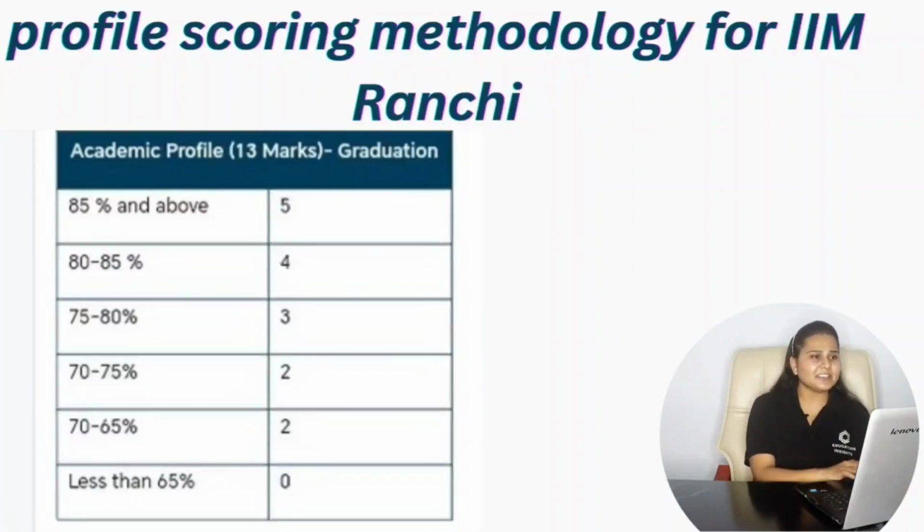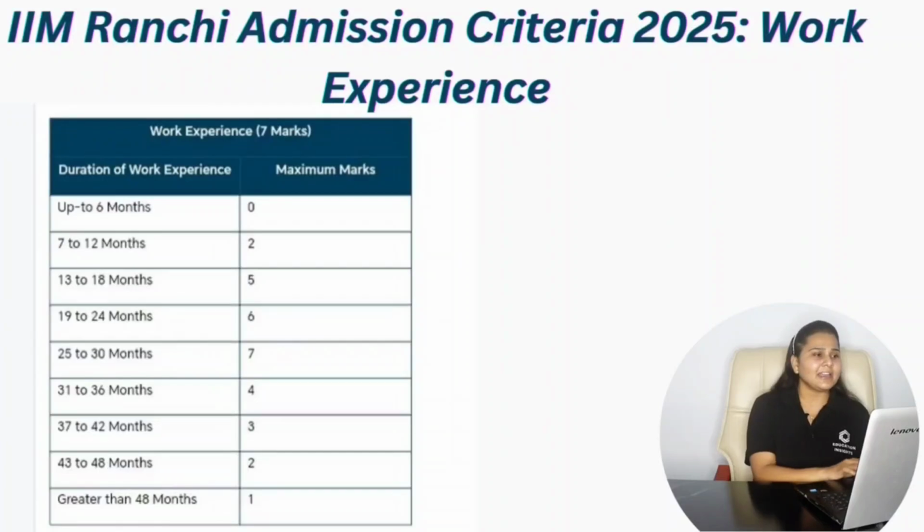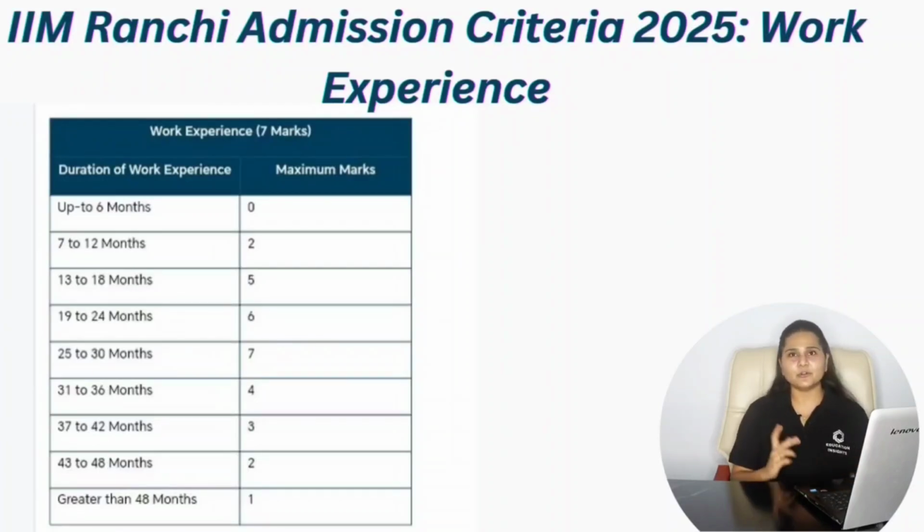Then if we consider the rating score for the graduation, if your percentage is 85% or more than that, for that there are 5 points. If it is between 80 to 85%, for that there are 4 points. And in the similar way, you can calculate your rating score for the graduation according to your range of marks. Then there is some rating score according to the work experience also. Like if your work experience ranges between 7 to 12 months, for that there are 2 points. If it ranges between 13 to 18 months, for that there are 5 points. And in the similar way, you can calculate your rating score for the work experience.